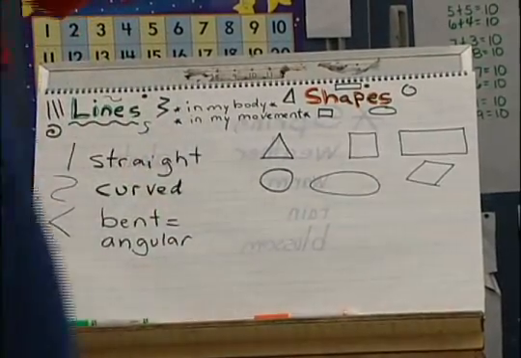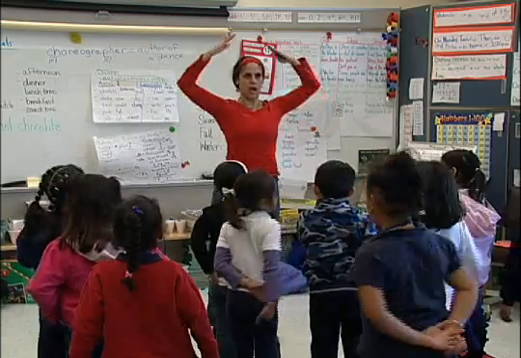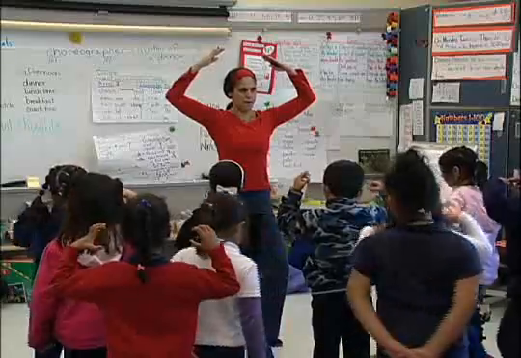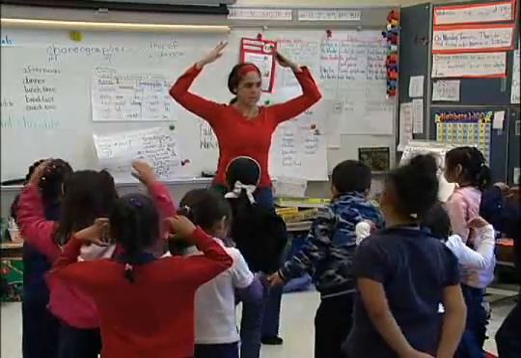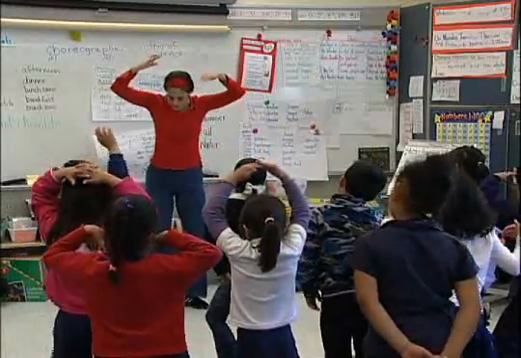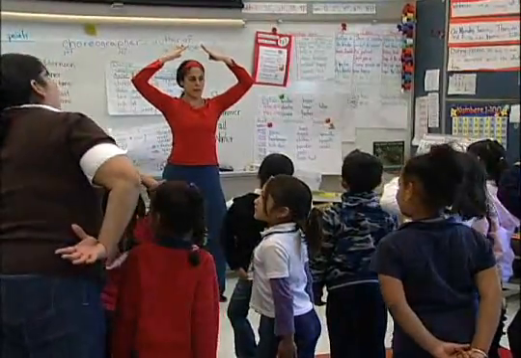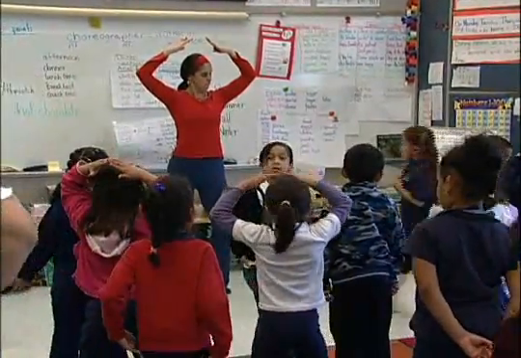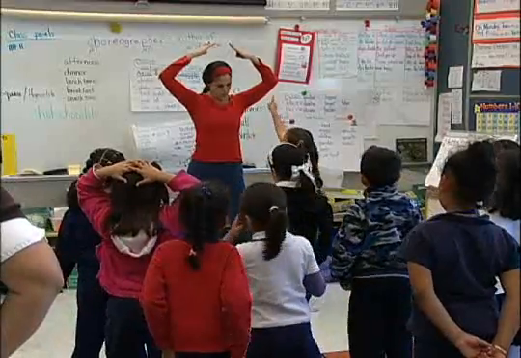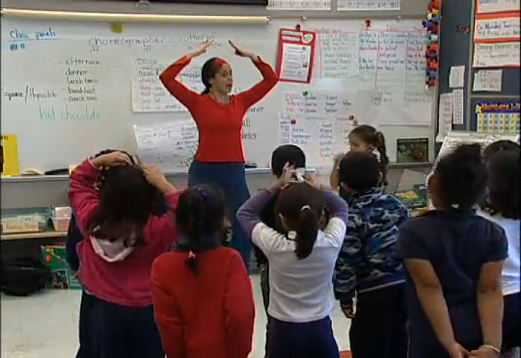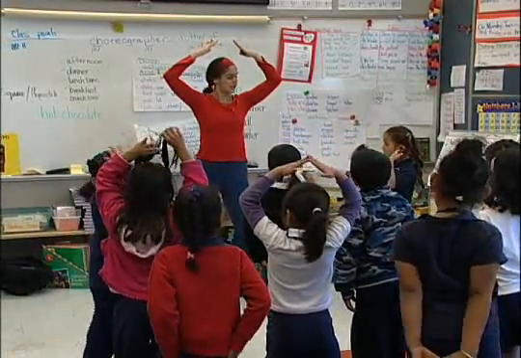Oh, and basically an angle is anywhere you see a corner. How many corners do you see in my body right now? Can somebody come in? Miss Amarias, find a student who could come and just point to all the angles or the corners in my body. She's going to point. 1, 2, 3, 4. Okay. I think I have another one somewhere. Does anyone see? Good job.